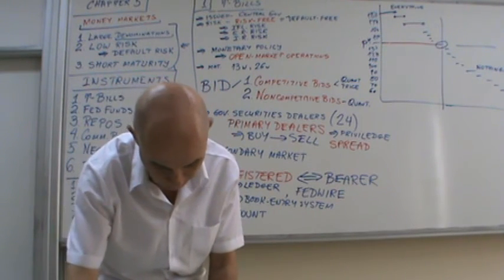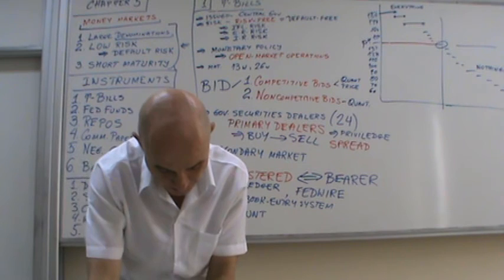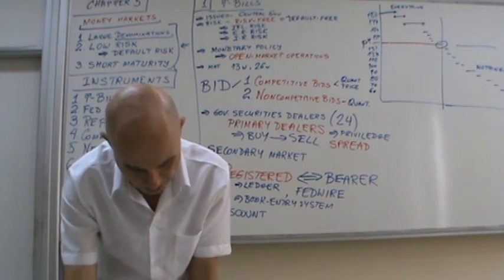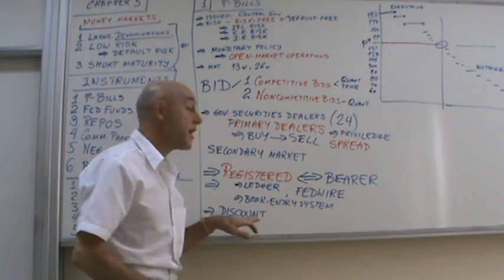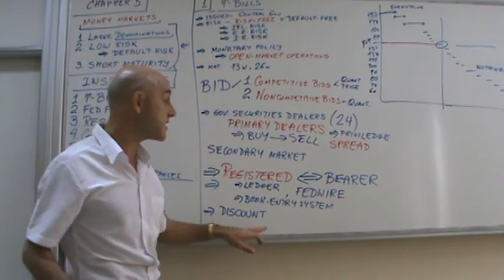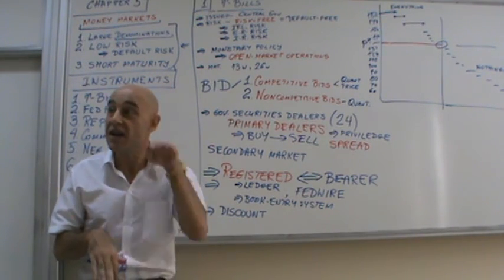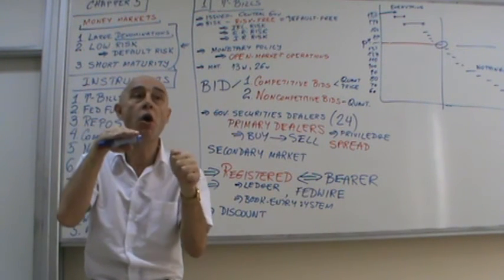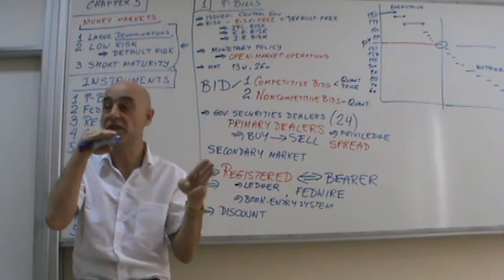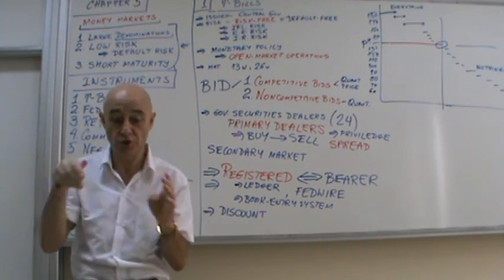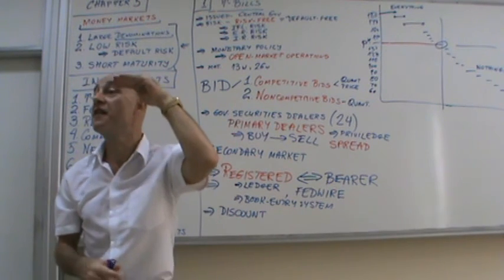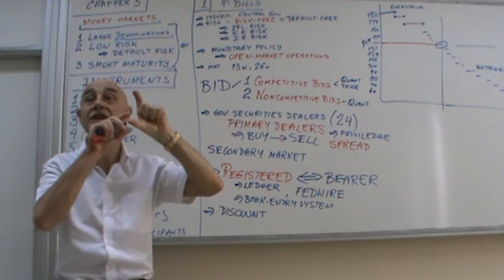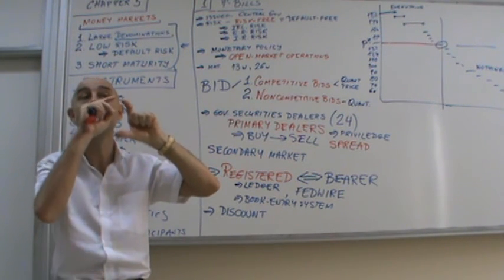Let's see what we got to finish and what else we got. Competitive, non-competitive, primary dealers, okay. Bearer, registered, okay. It's sold at a discount. Discount means that you buy it at a price lower than the face value. It means there is no interest payment during the life, and at maturity, all you get is the face value. Your return is represented by the difference between the discount price that you paid and the face value.